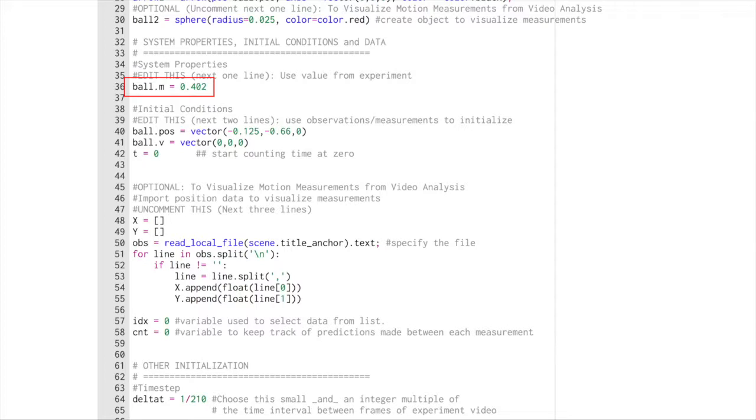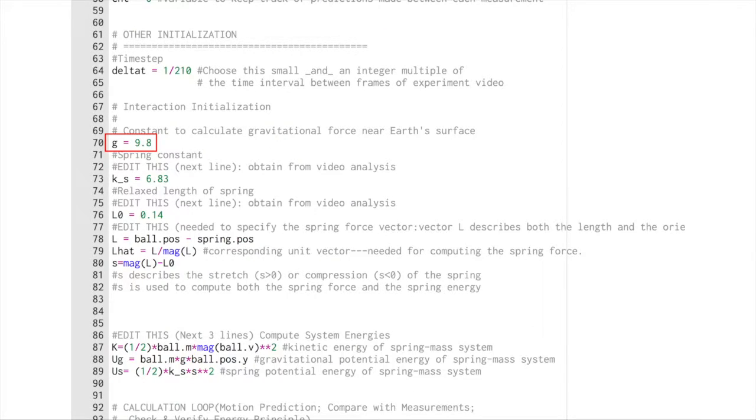Now let's take a look at my code in VPython. I first input the mass, the ball's initial position, and the ball's initial velocity. I also set the gravitational force near Earth's surface to 9.8 meters per second squared. I set the value of Ks to 6.83 and L0 to 0.14 as calculated previously. I put in the length of the spring and calculated s, the stretch or compression of the spring.